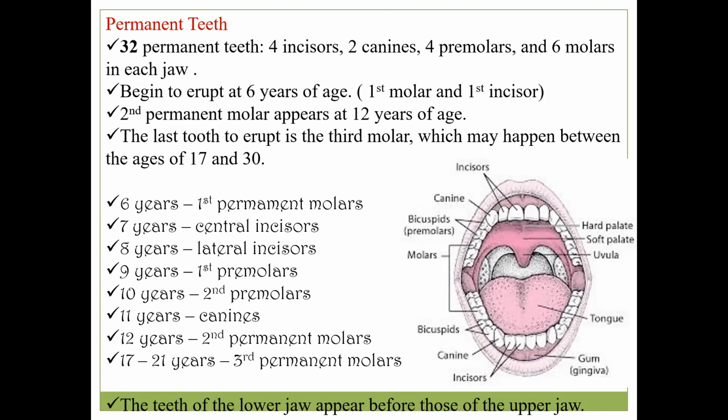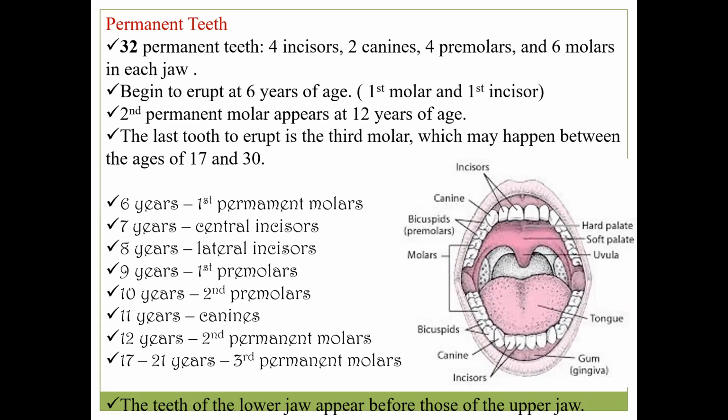So among these permanent teeth, the last tooth to erupt is the third molar. This will happen between the ages of 17 and 30. But there are some individuals who will not have their last 2 or 3 molars in their lifetime. So maybe they have to undergo surgeries and remove them to prevent later dental problems.